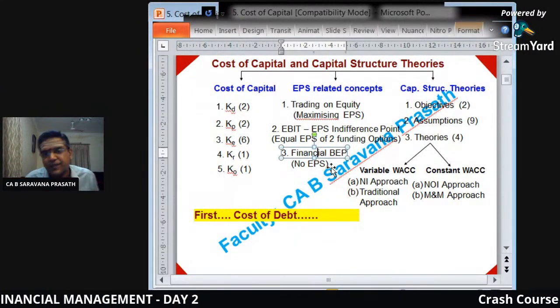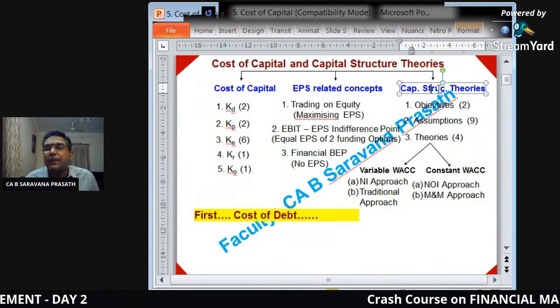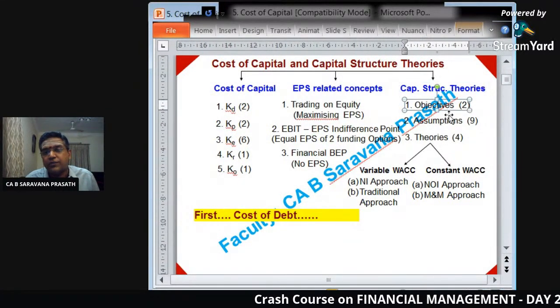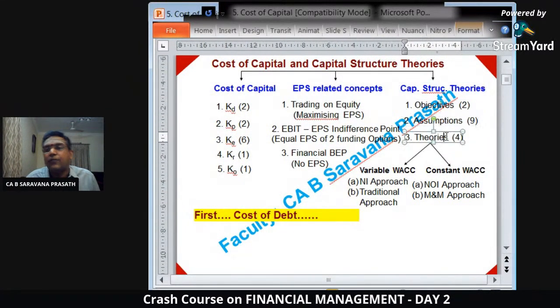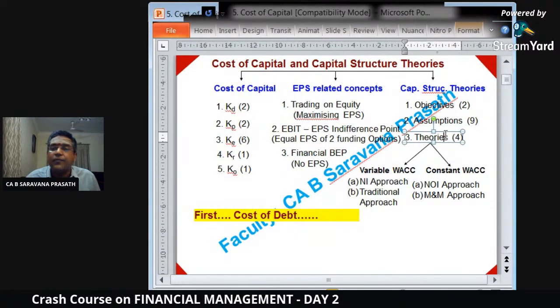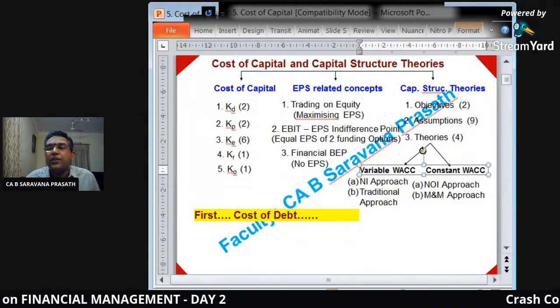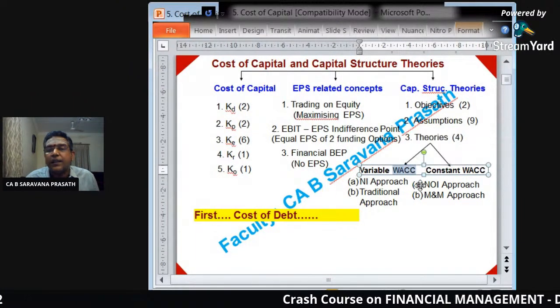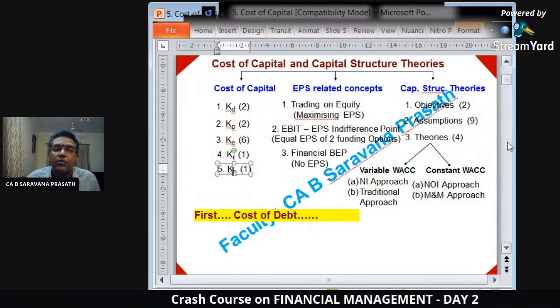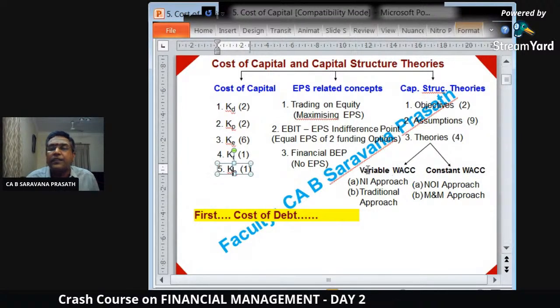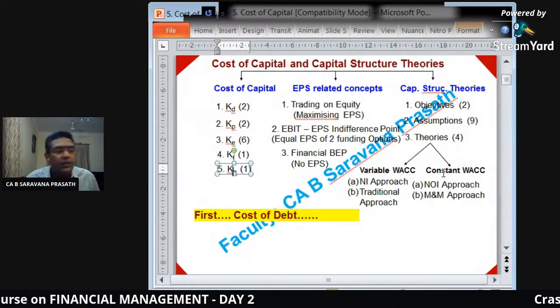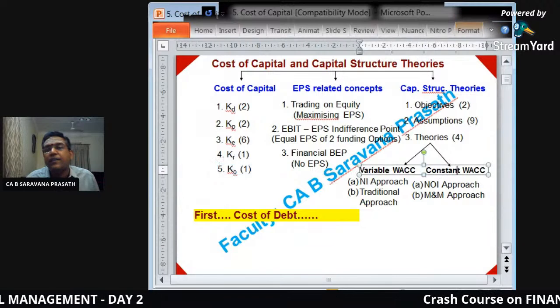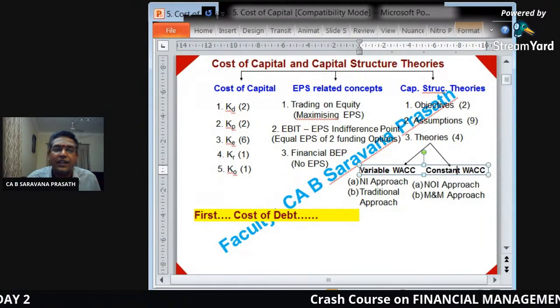Three concepts. And then we have some capital structure theories: two objectives, nine assumptions, and four theories. The four theories are classified into theories which say weighted average cost of capital is nothing but equal to overall cost of capital, and this is not a constant number. The other set of theories says weighted average cost of capital is a constant number.